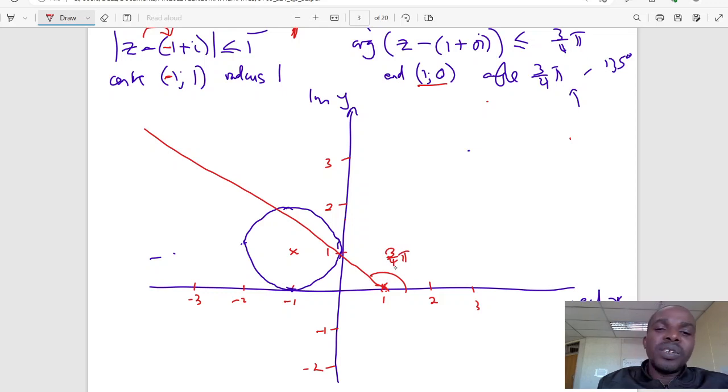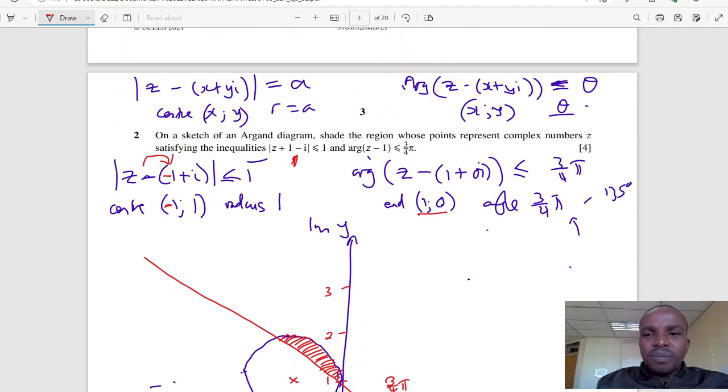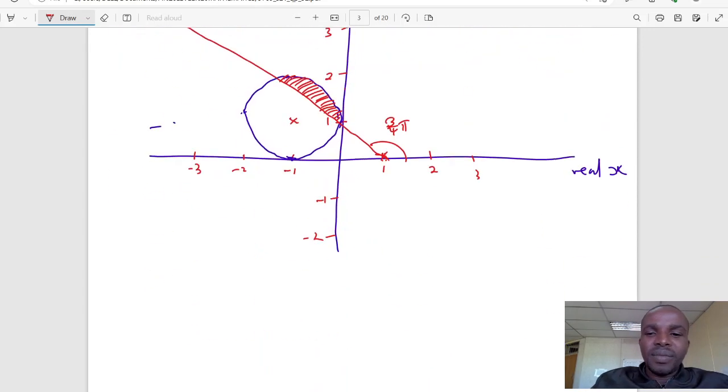Or 135 degrees, right? Then the area in between these two items, if I can shade, is this part. Like this. So that's the area. That will be my graph, right? So that's the Argand diagram representing these complex numbers.